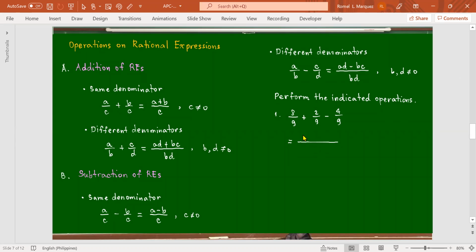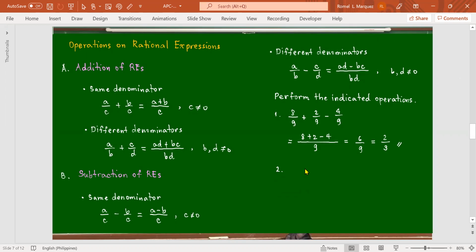So you just combine the numerators: 8 plus 2 minus 4, then all over the common denominator because they have the same denominators, no? So simplifying, we get 10 minus 4, that is 6 over 9. Simplifying further, because this can be reduced into what? Divide by 3, so 2/3. Get it, guys?